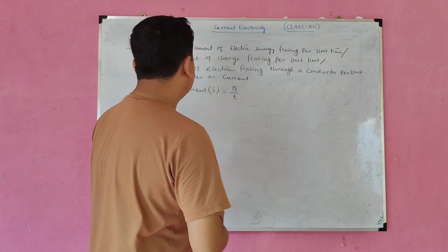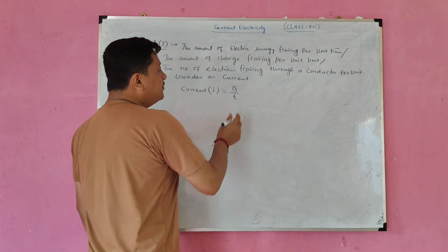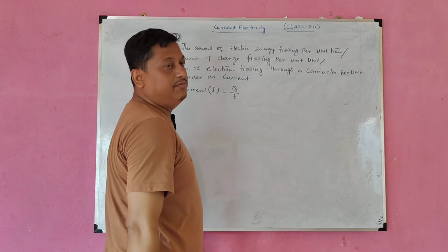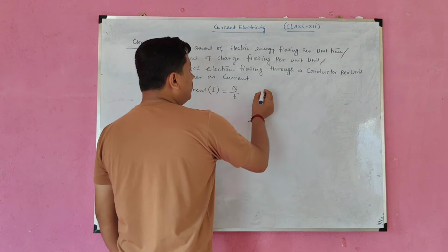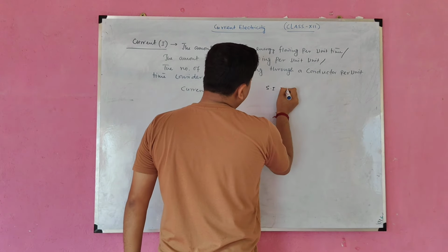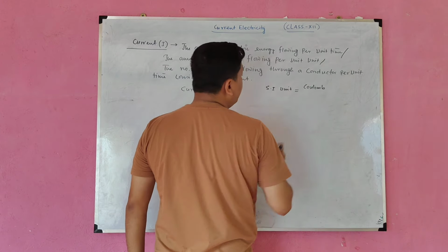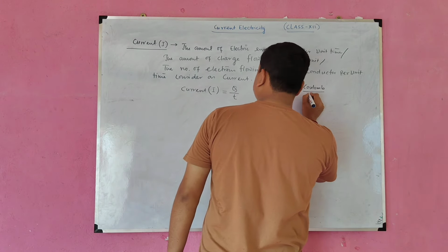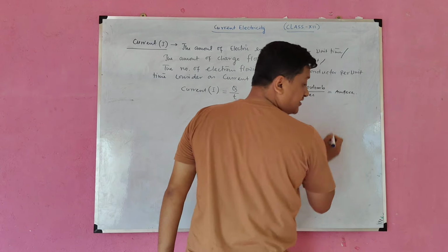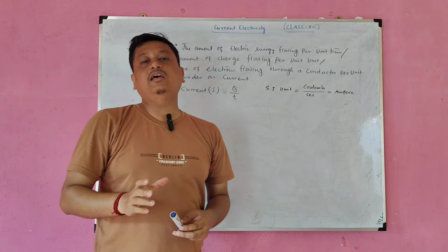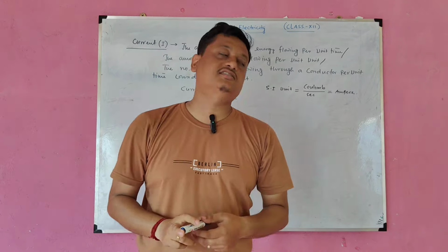So current equals charge upon time. This quantity depends upon charge and time: how much charge is flowing per unit time is considered current. Everybody knows the basic unit of current. The SI unit is ampere, that is coulomb per second, and the CGS unit is stat ampere or SU current. 1 ampere means if 1 coulomb of charge flows through a conductor in 1 second, that is called 1 ampere.